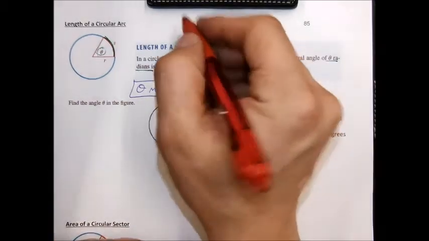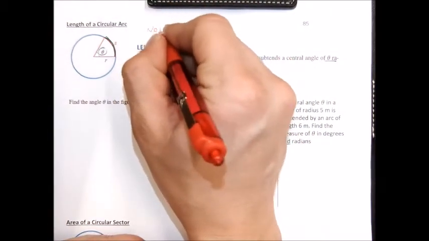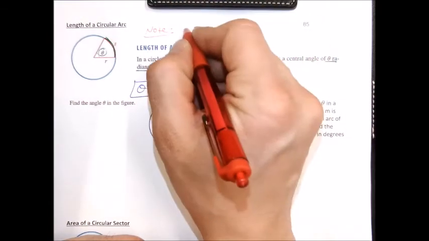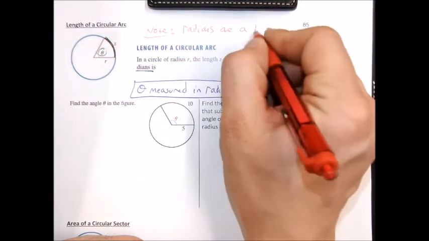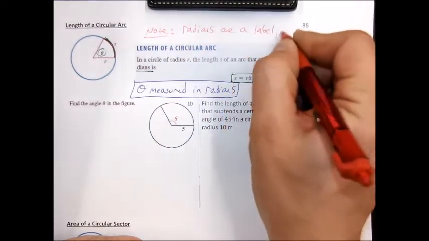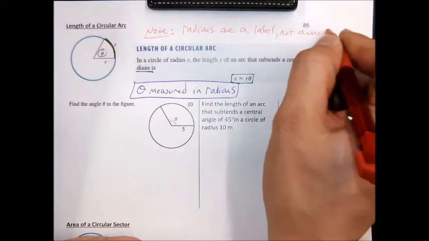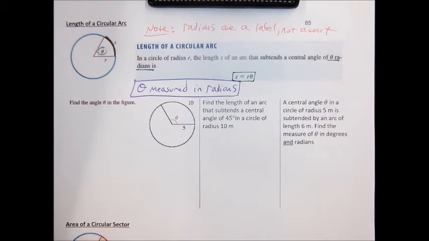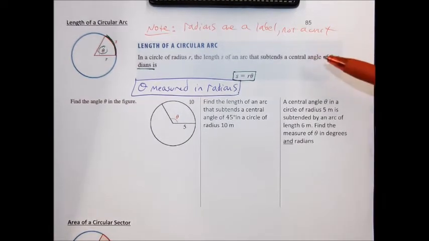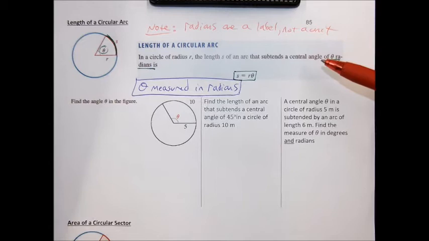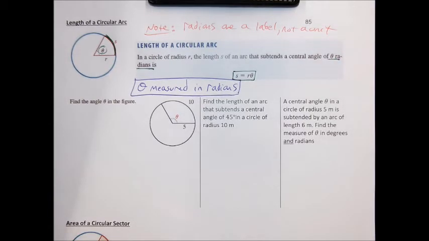So maybe I'll just write that down first though. So just note, radians are a label, not a unit. And so you'll see in a second what I mean by that, but you may just want to write that down so it makes more sense later. So radians are a label, not a measurement. Okay, or not a unit.